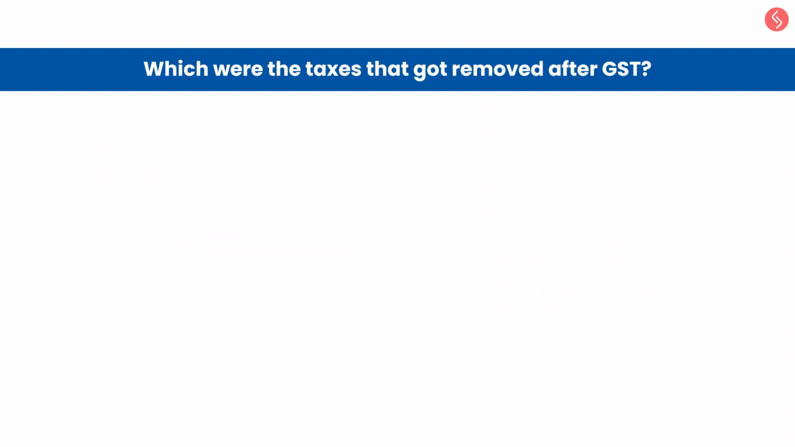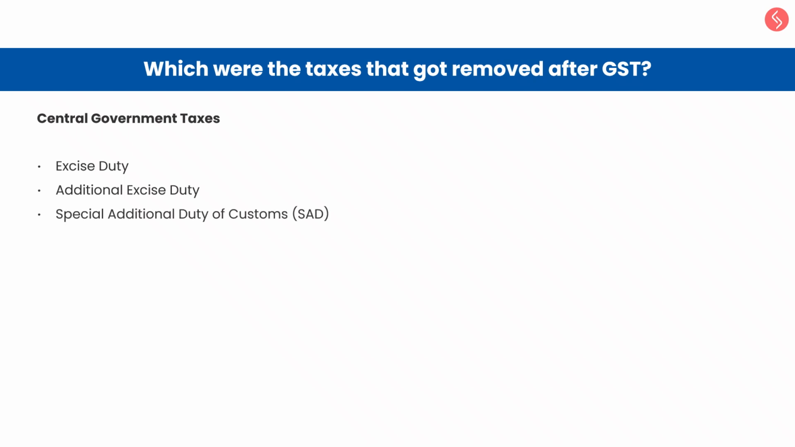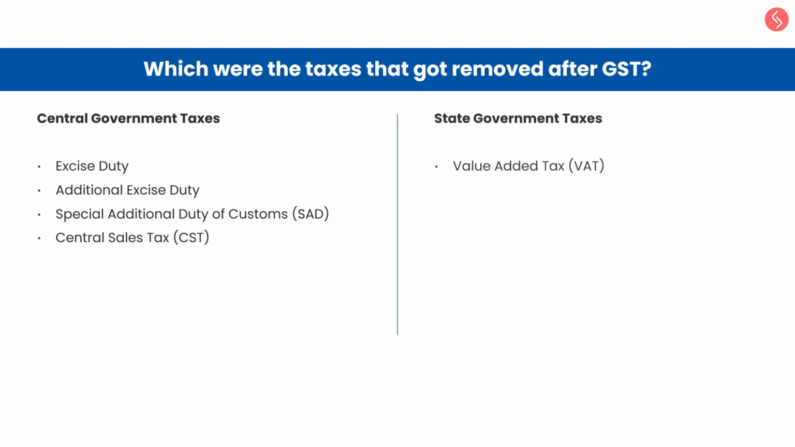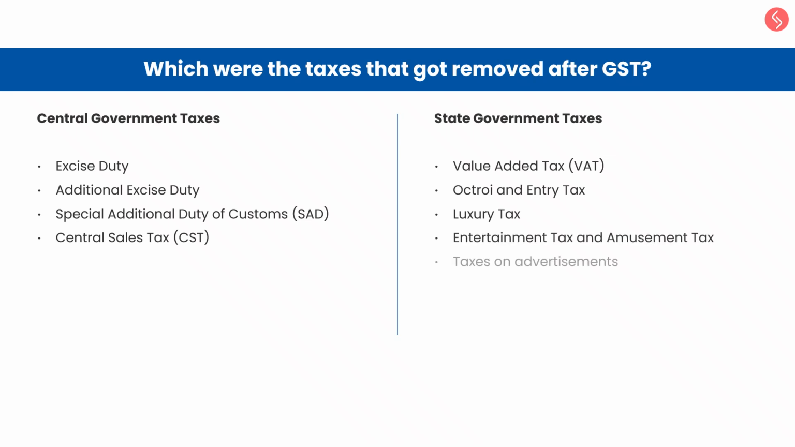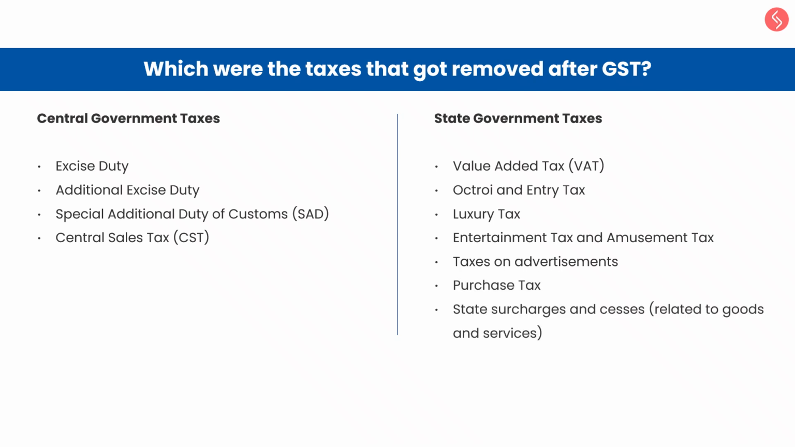So, which were the taxes that got removed after GST? Central government taxes: excise duty, additional excise duty, special additional duty of customs (SAD), and central sales tax, CST. State government taxes: value added tax, VAT, octroi and entry tax, luxury tax, entertainment tax and amusement tax, taxes on advertisements, purchase tax, and state surcharges and cesses related to goods and services.